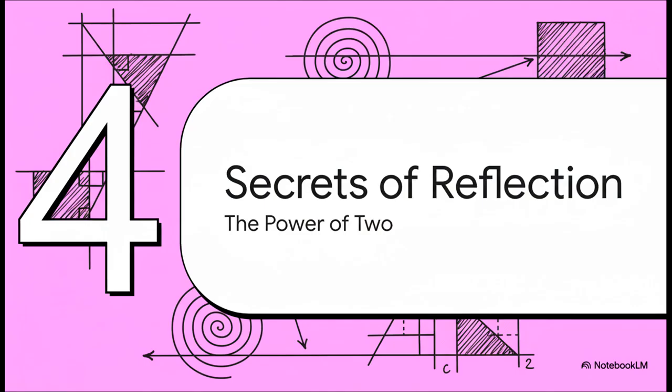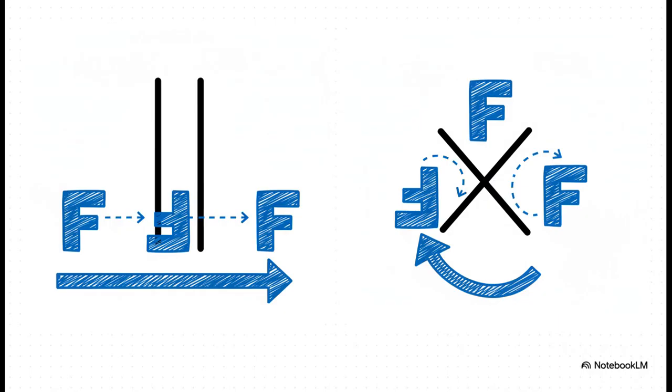Now for something really, really cool. It turns out that when you start combining reflections, some super predictable patterns start to show up. And that brings us to section 4, the secrets of reflection, or, as I like to call it, the power of 2. So, what happens if you reflect a shape and then you immediately reflect it again? Well, it all depends on the lines you're reflecting it over. If the lines are parallel, you get one result, but if the lines intersect, you get a completely different one. One creates a slide, and the other creates a turn. Let's see how that works.